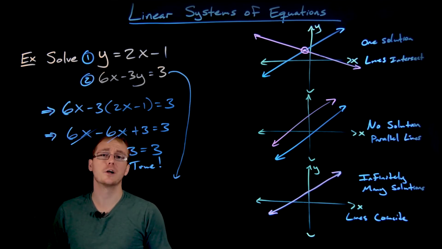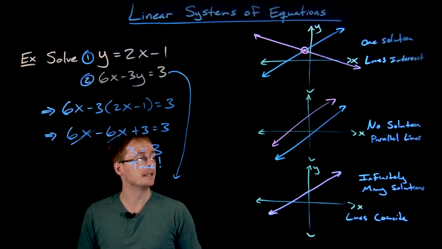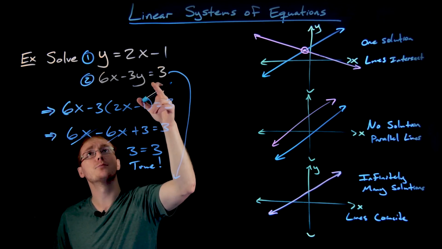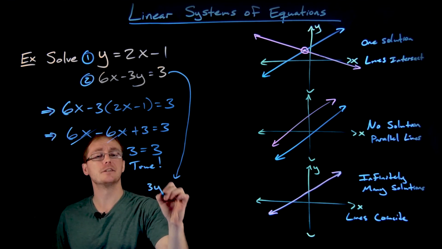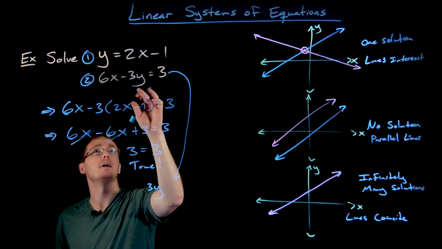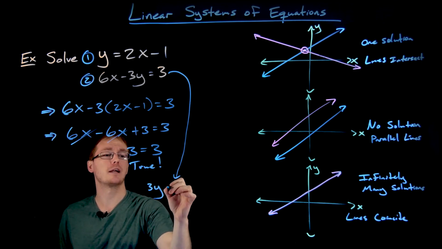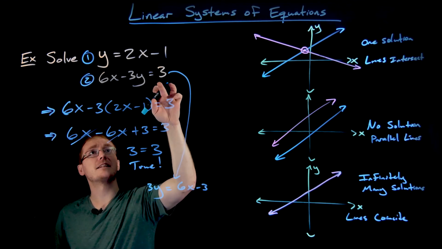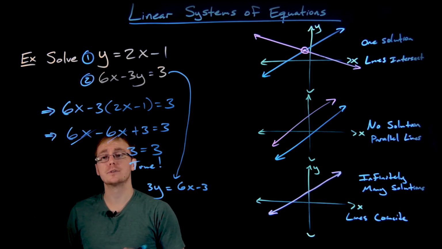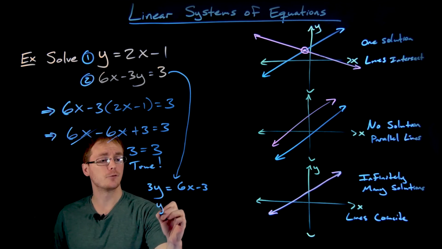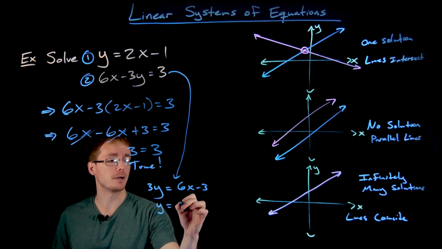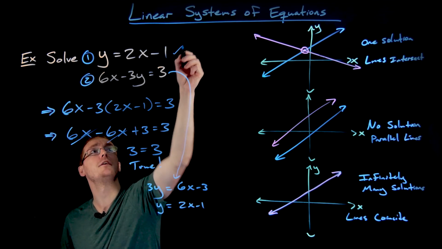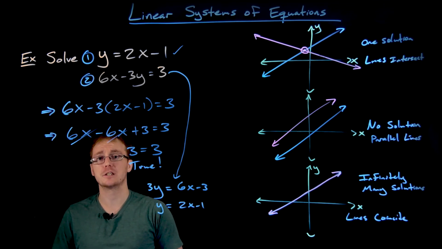And we can really show that we are in this third scenario where we have infinitely many solutions or our lines are coinciding by taking a moment to rewrite our second equation in slope-intercept form. So let's go ahead and add 3y to each side and subtract 3 from each side. So we can rewrite that second equation as 3y is equal to 6x minus 3. And now if we divide both sides of our equation by 3, it becomes y is equal to 2x minus 1, which is the same as our first equation.